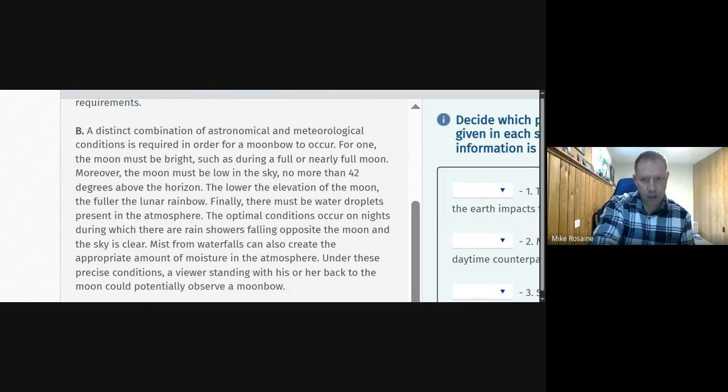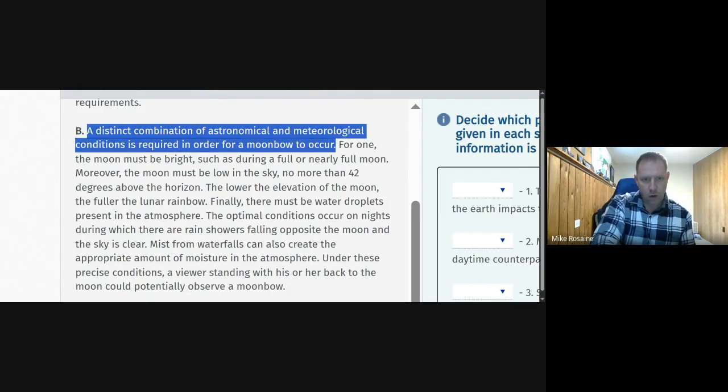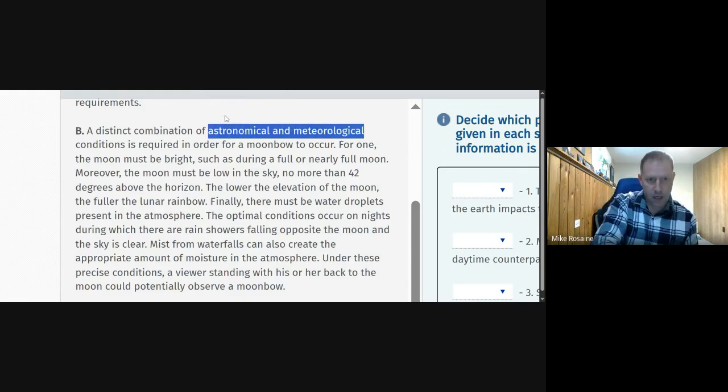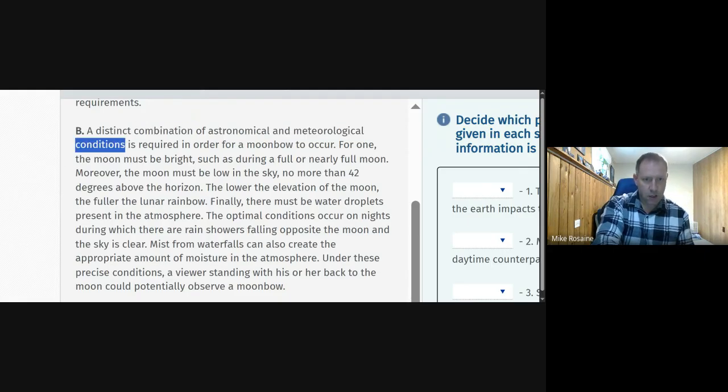Remember the strategy? We're going to read only to here. A distinct combination of astronomical and meteorological conditions is required in order for a moonbow to occur. Now, if you don't know some words, forget it, doesn't matter. Look at the simple English. Combo, you guys know that one, right? Combination of conditions required for a moonbow. So I think this paragraph might be about the conditions. Let's do a quick scan going down.